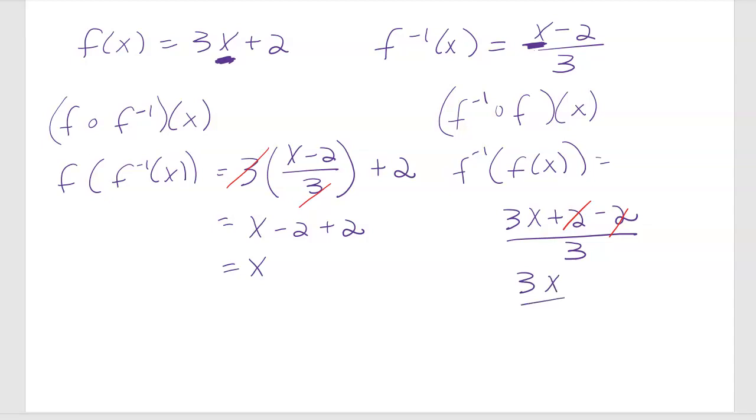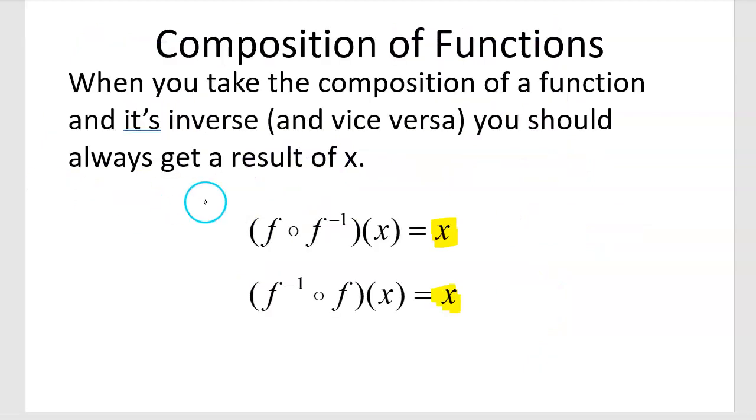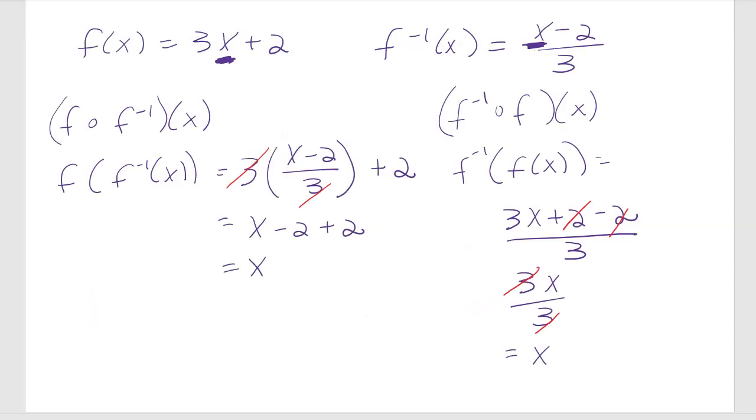So you'll have 3x over 3, and then those 3's will reduce down, and you will get down to an x. Okay, so going back to our previous slide, it shows that if you have a function and its inverse, you should always be able to take the composition and get back to just x. All right, so you can see here how we were able to use a function and its inverse and do the composition, and you can get back to x regardless of which way you do the composition.